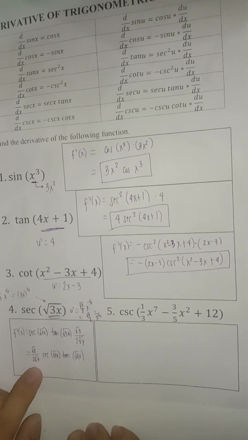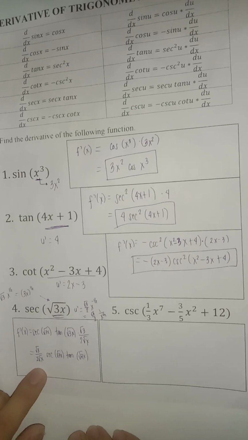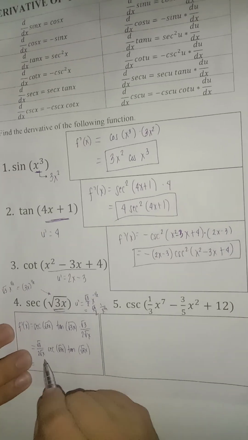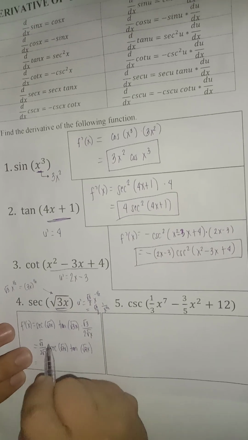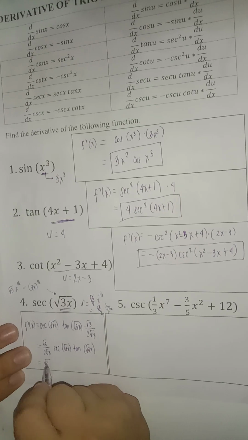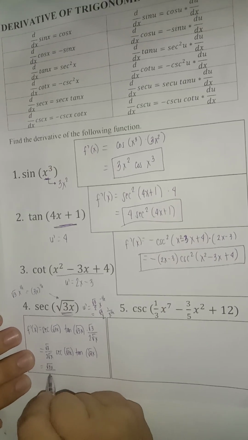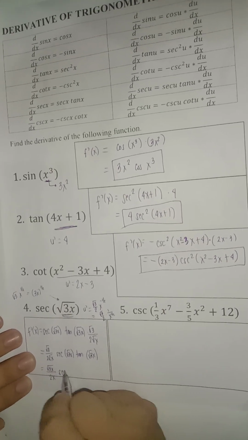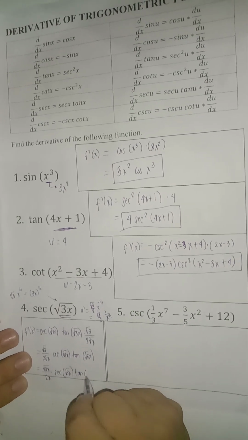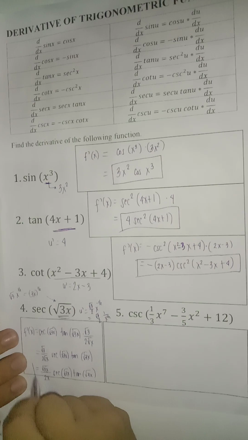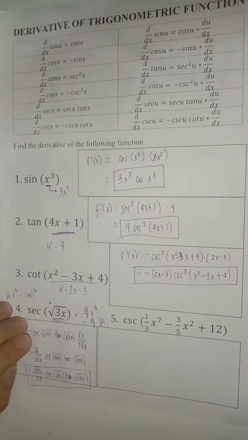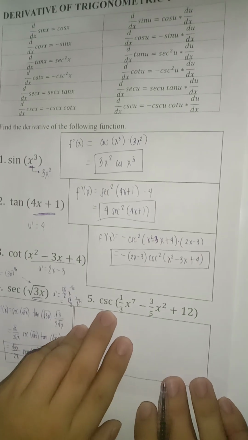No. Kasi meron tayong radical na nasa denominator. So we will rationalize it. So by simply multiplying this by square root of x over square root of x. That means the answer is square root of 3x over 2x. Secant, square root of 3x tangent square root of 3x. And this is the final answer for number 4. Medyo mahaba. Okay, how about number 5?